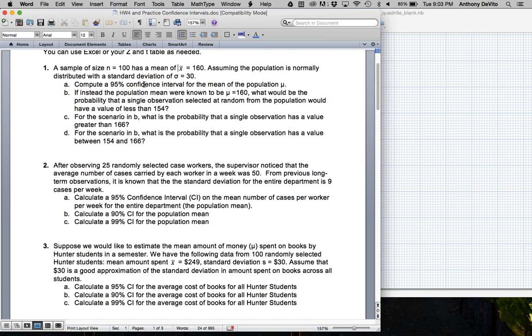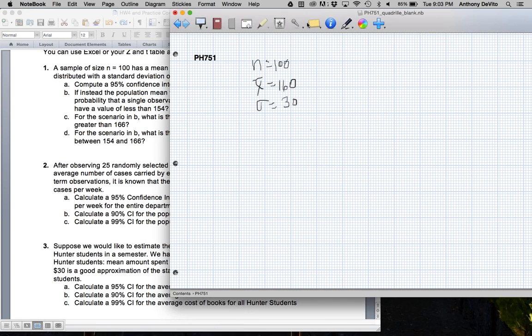Okay, so first question we got is compute a 95% confidence interval for the true mean of the population. In other words, for mu. We know what X bar is for our sample of 100. We don't know what the population mean is. And in most cases, we never know what the true population mean is, right? We have to rely on our guess, the mean that we get for our sample and our confidence interval to help us with that.